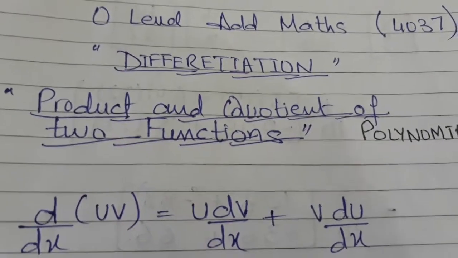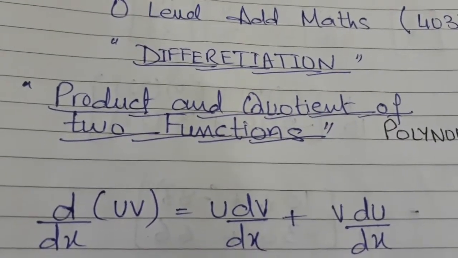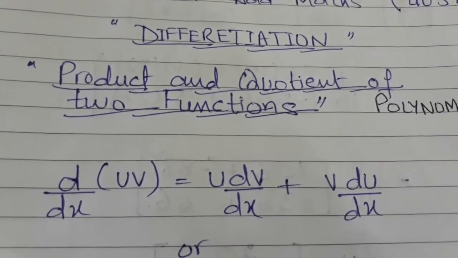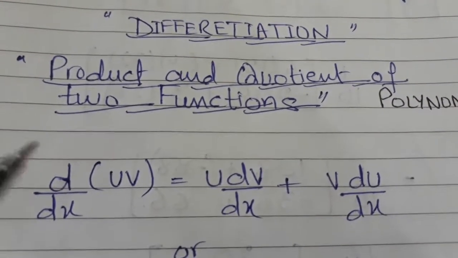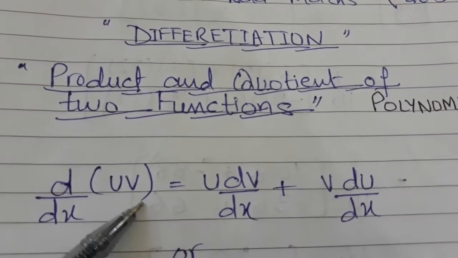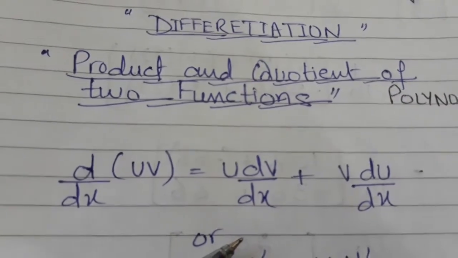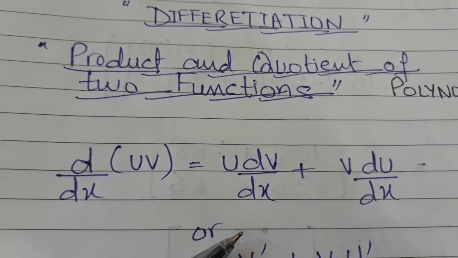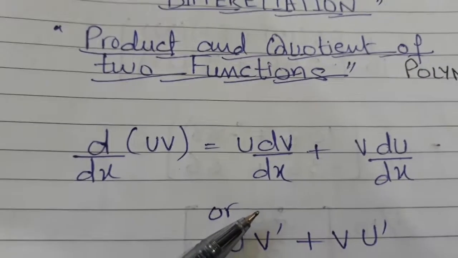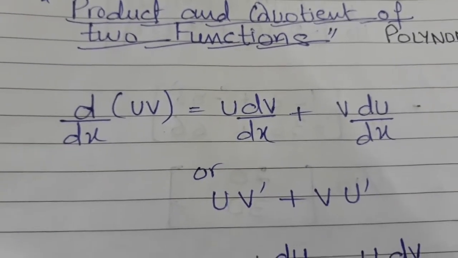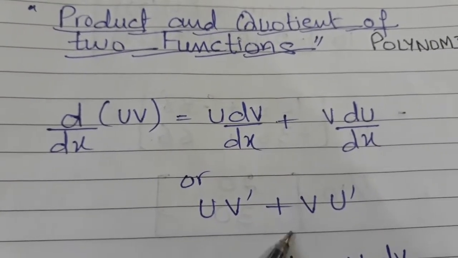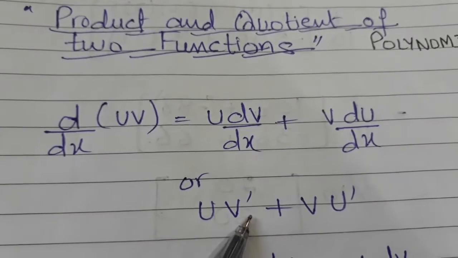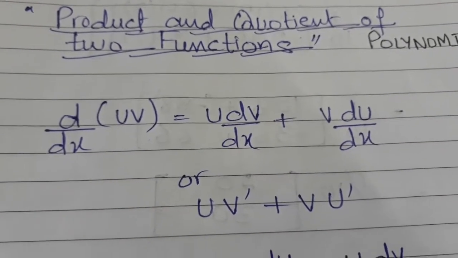Okay, when I'm saying a product function, it means two functions are multiplying. For example, u and v are my two functions. Right now I'm just generalizing a formula here. When we have two functions u and v and they're multiplying, the differentiation will be u times the differentiation of v plus v times the differentiation of u. This is written as u v prime plus v u prime. So this means u multiplied by the differentiation of v plus v multiplied by the differentiation of u.